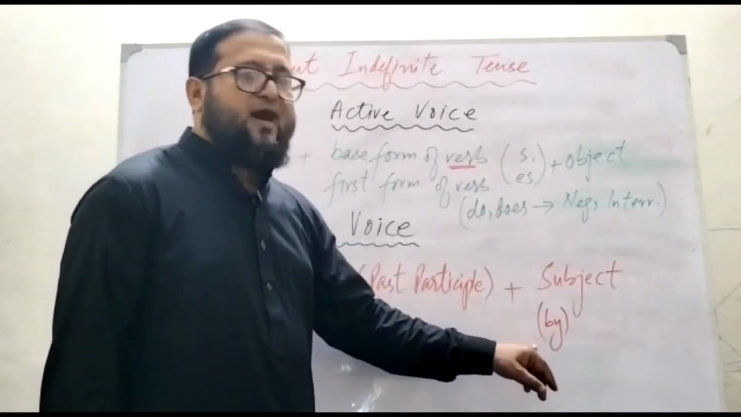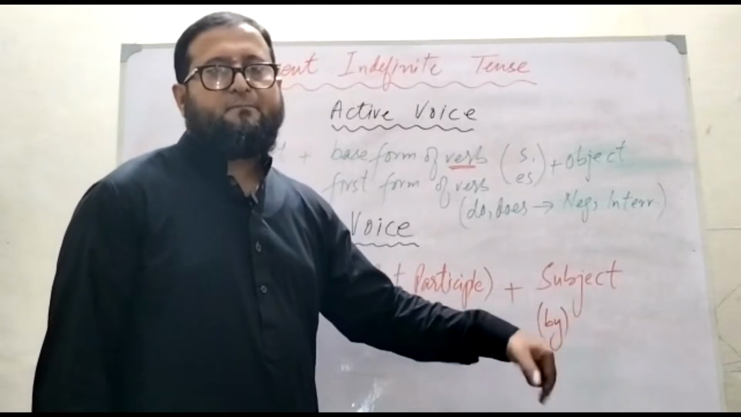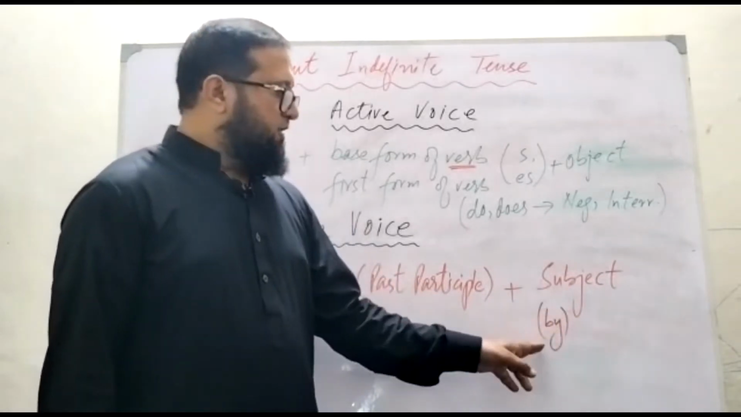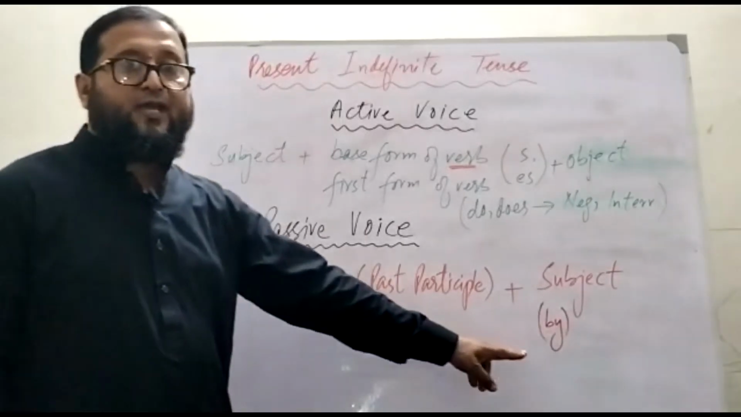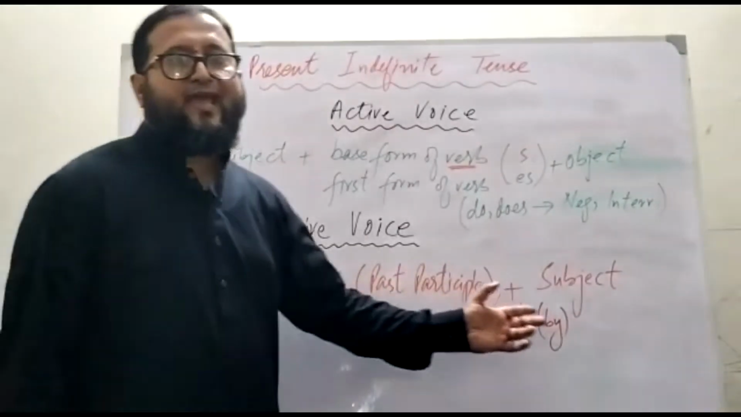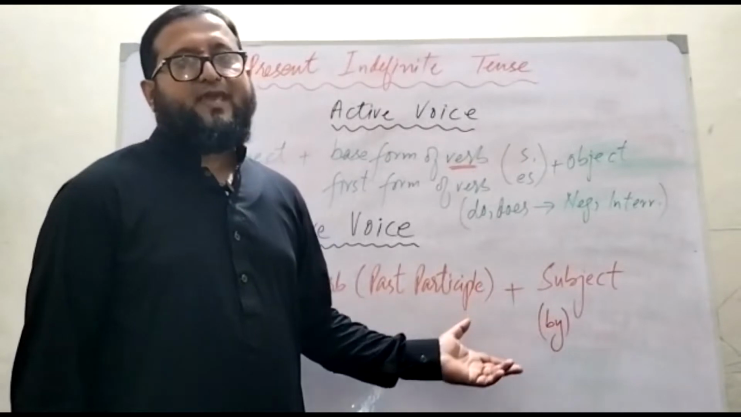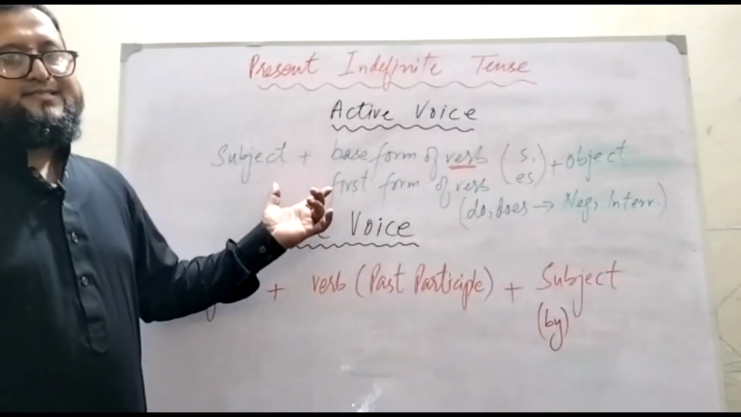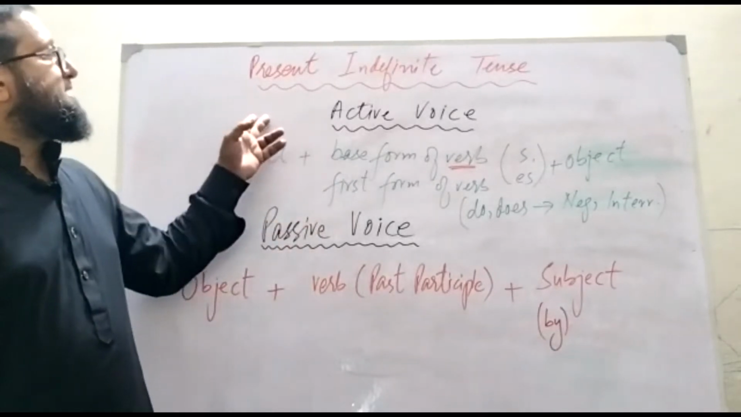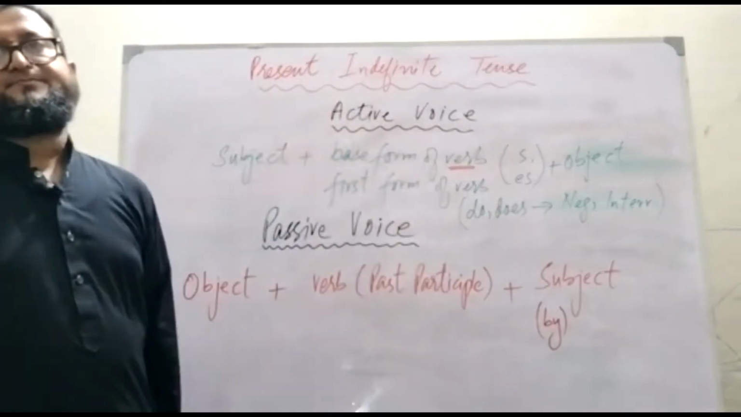Most of the time there is by him, by her, by you. Alright? So this way you can easily identify. There is the third form, there will be by, the object will be in the beginning, the subject in the end. This way you can easily make and identify the passive voice of any tense. Particularly now we are talking about present indefinite tense.